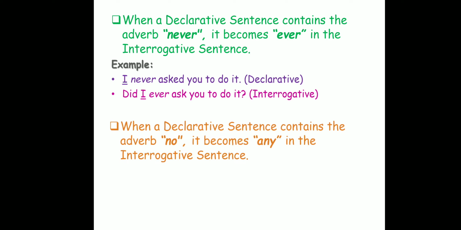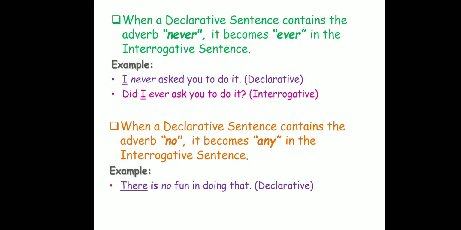Another rule, when a declarative sentence contains the adverb no, it becomes any in the interrogative sentence. So if you're using the word no in the declarative, it will become any in interrogative. For example, there is no fun in doing that. So what am I saying? I'm saying there is no fun. I don't like doing that. So there is no fun in doing that. How will I change it? Is there any fun in doing that? So you're asking, is there any fun in doing that? Okay, that is how you're going to change it. So no will become any, never will become ever.